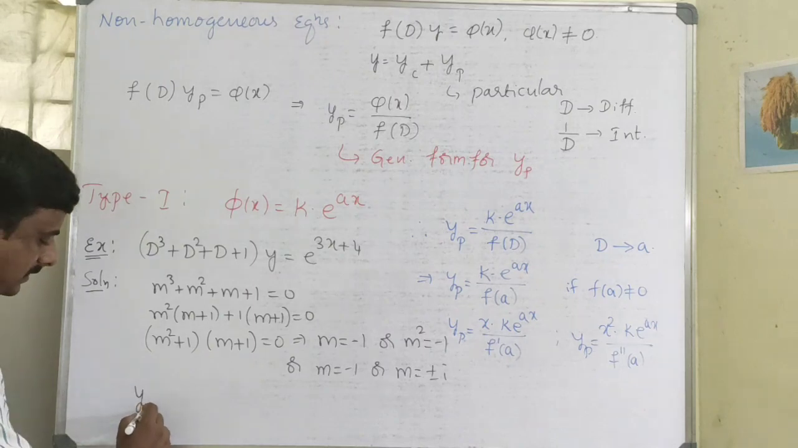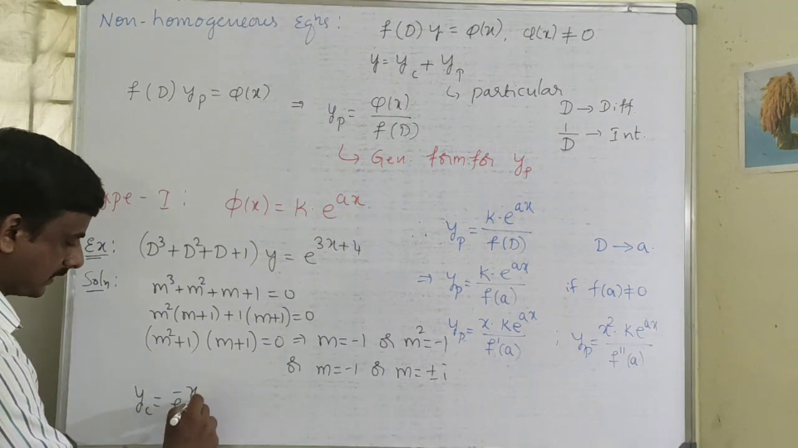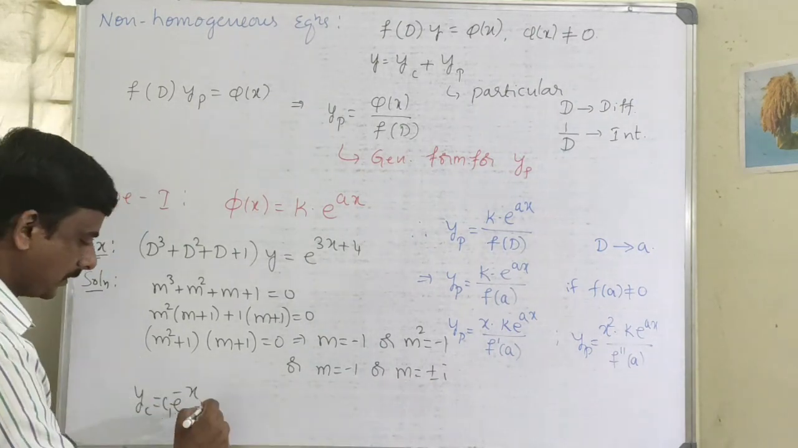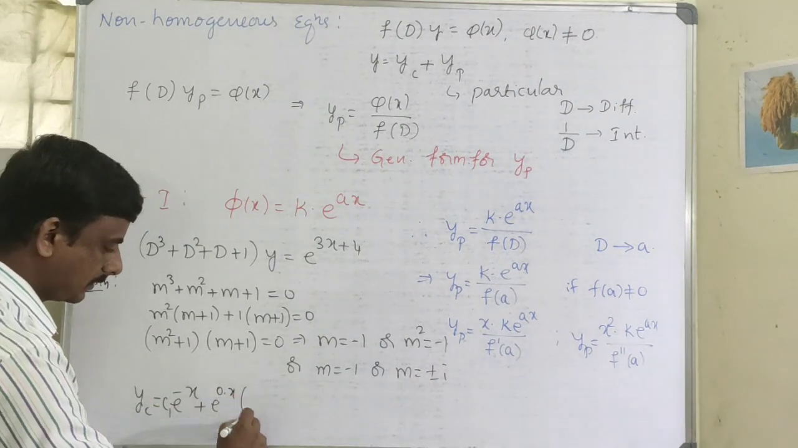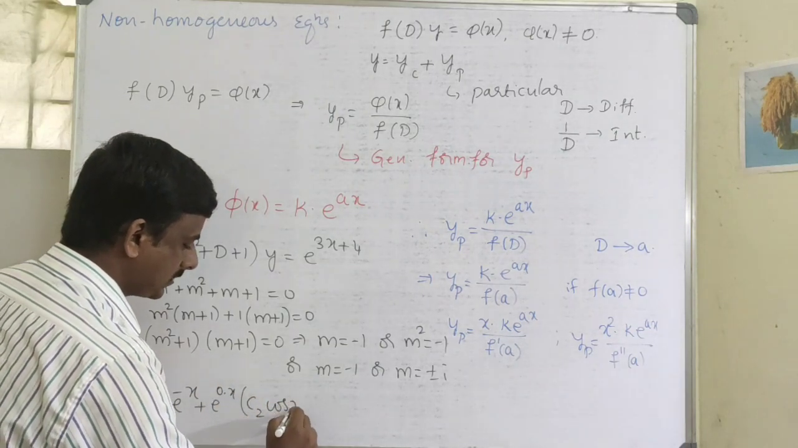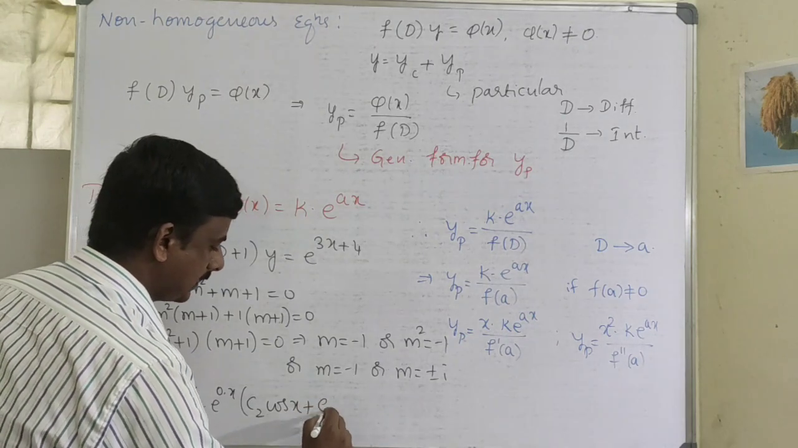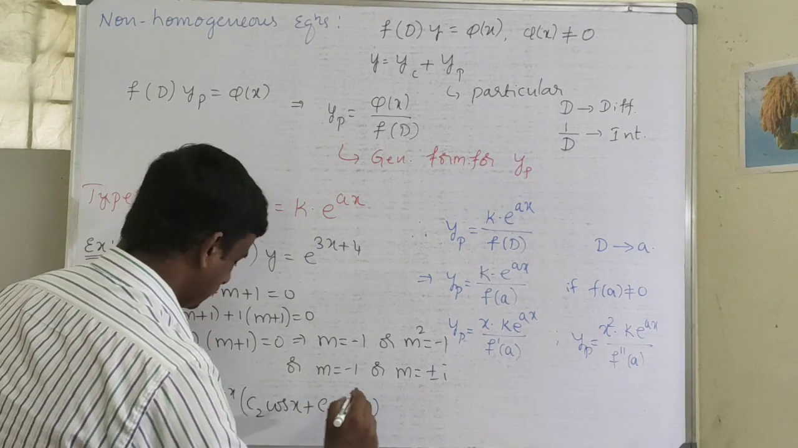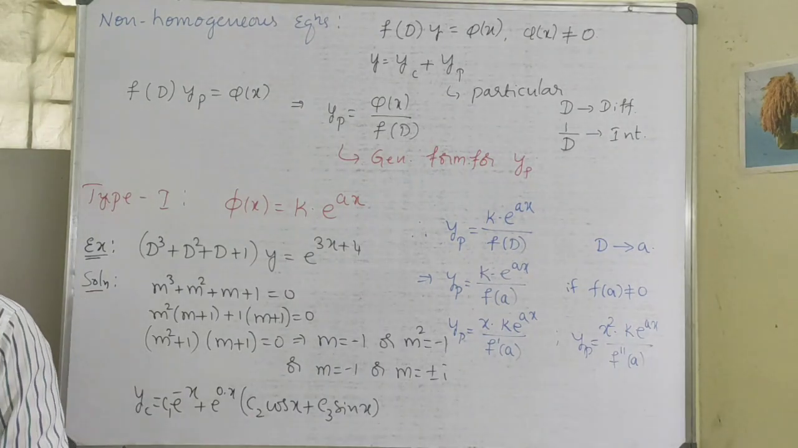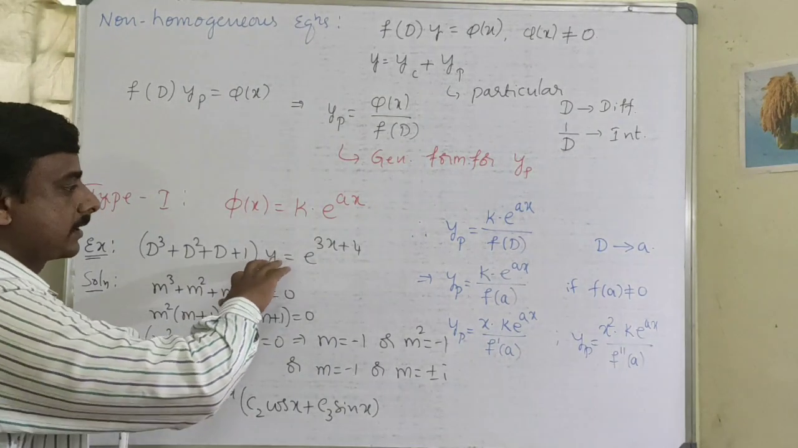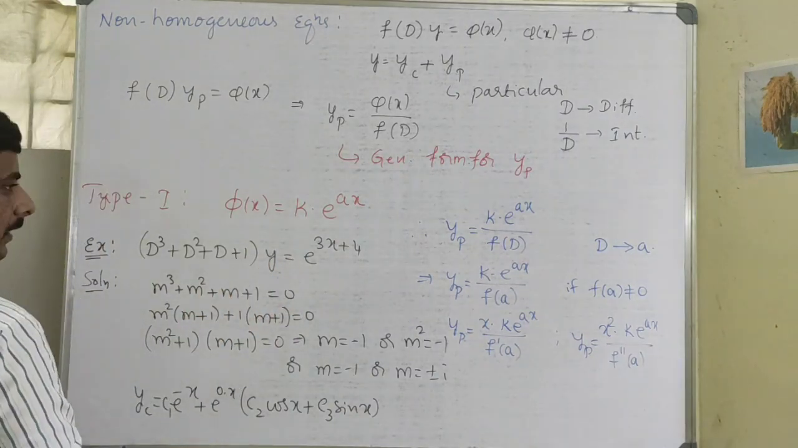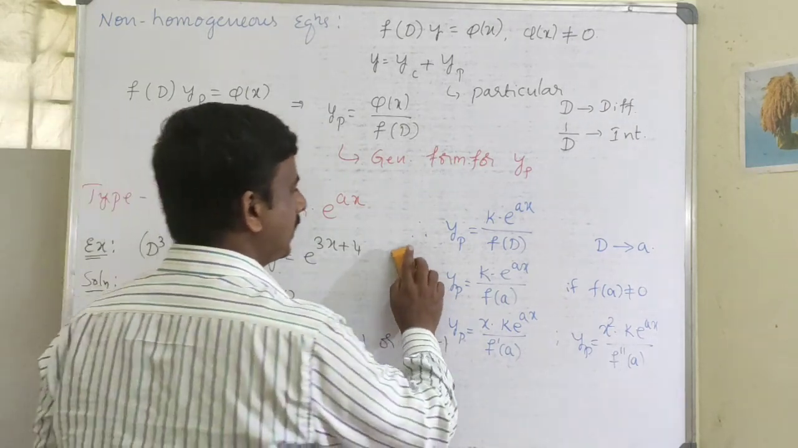Now yc is c1 e power minus x plus, here real part is 0, so e power real part into x times c2 cos imaginary part is 1, c2 cos x plus c3 sin x. So this is yc, the complementary solution, or you can say corresponding solution, because we have considered the corresponding homogeneous equation of the given equation. Now we need to find the particular solution.